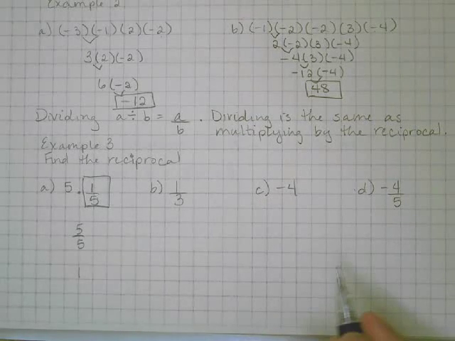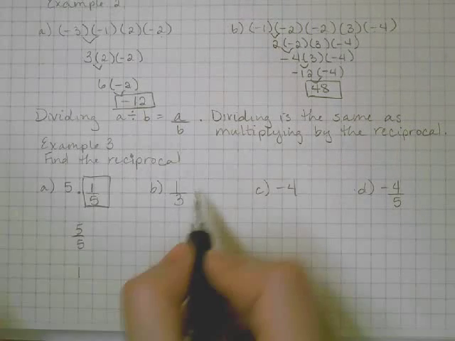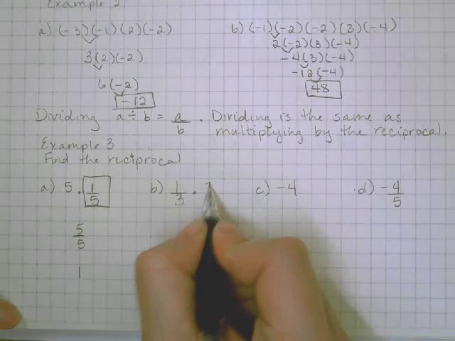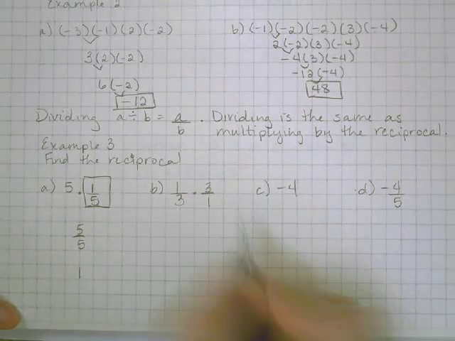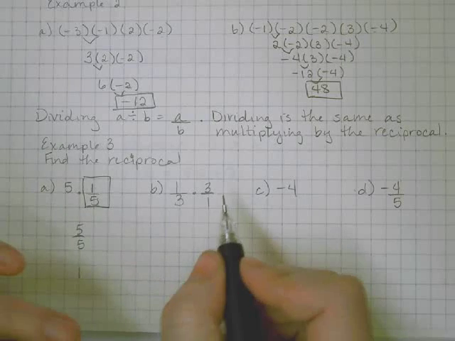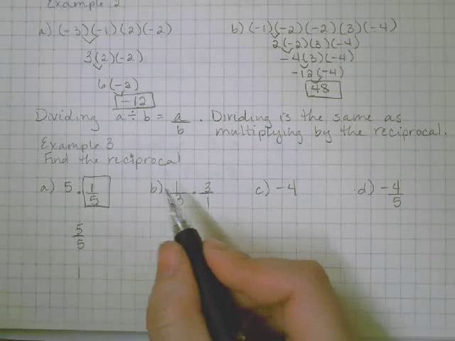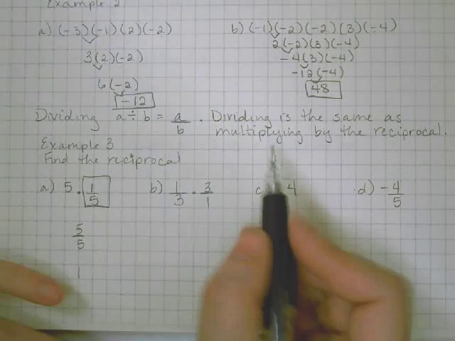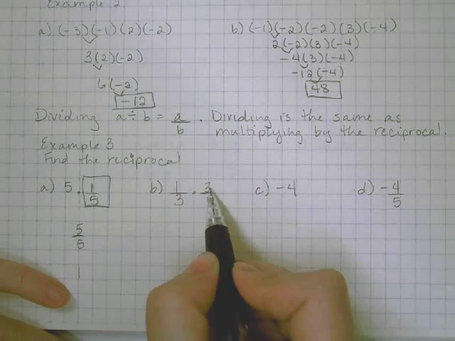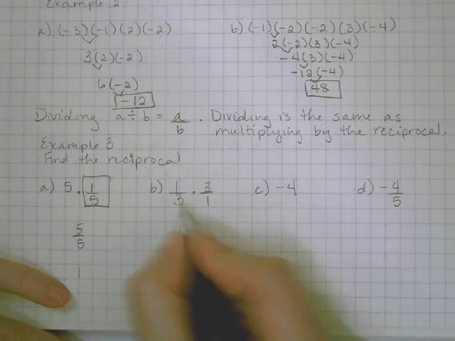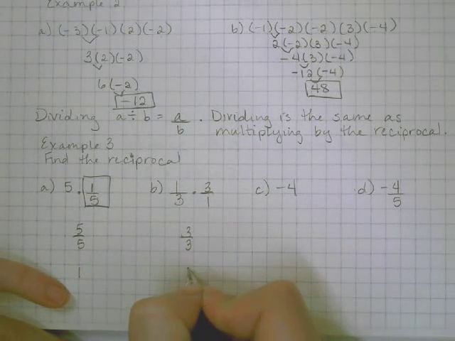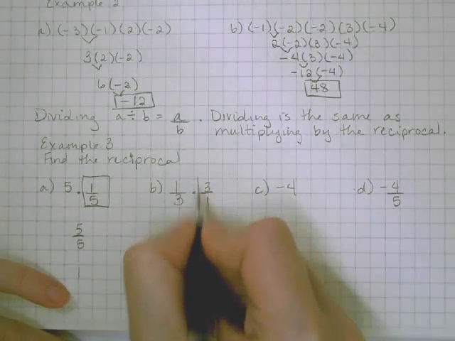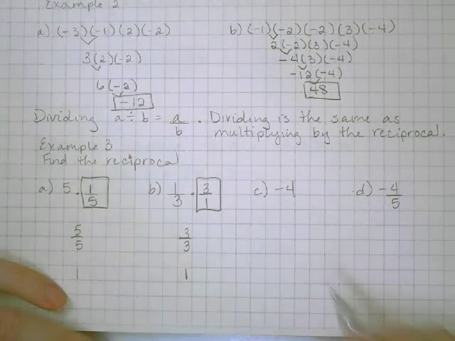1 over 3, I'm going to multiply by 3 over 1. So I'm basically just taking the number and flipping it over. If it's a whole number, I put it under 1. If it's a fraction, I just flip that fraction over. Again, this is because 1 times 3 is 3. 3 times 1 is 3. So I end up with 1. So my reciprocal is 3 over 1, or just 3. You can write it either way.